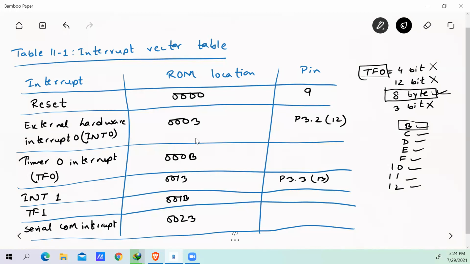So similarly for reset, how many bytes are allocated? 3, sir. Exactly. So for reset, we have got 3 bytes allocated. Have you understood up to this? Yes, sir.